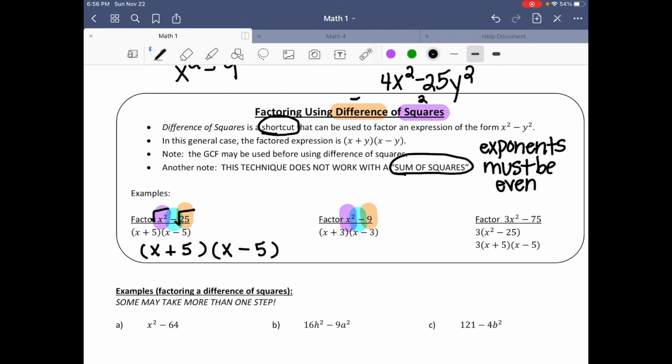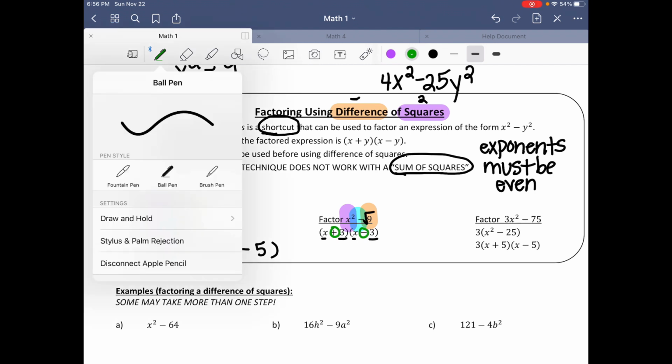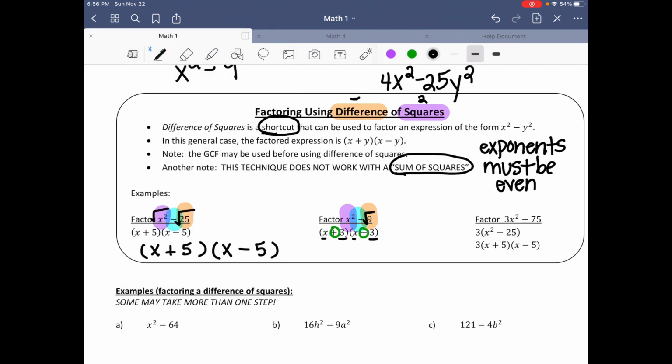And because of that, when you took the square root, we got x and x, and then the square root of 9 is 3 and 3. But the key here is that there's always a plus and there's always a minus. If you don't have a plus and a minus, your answer is wrong.